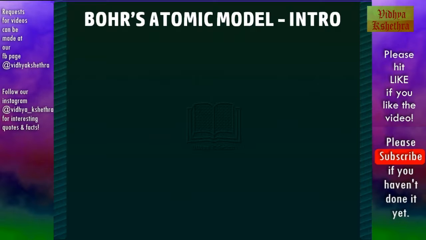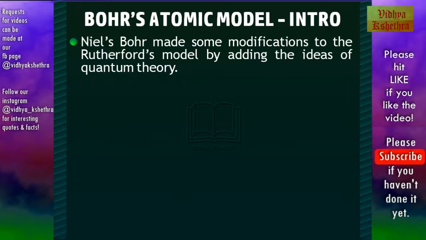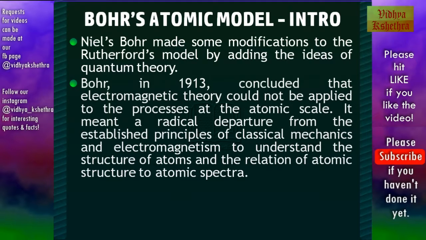So, in order to overcome these limitations, Bohr proposed an atomic model. That is, Niels Bohr made some modification to the Rutherford's model by adding the ideas of quantum theory. Bohr in 1913 concluded that electromagnetic theory could not be applied to the processes at the atomic scale. It meant a radical departure from the established principles of classical mechanics and electromagnetism to understand the structure of atoms and the relation of atomic structure to atomic spectrum.